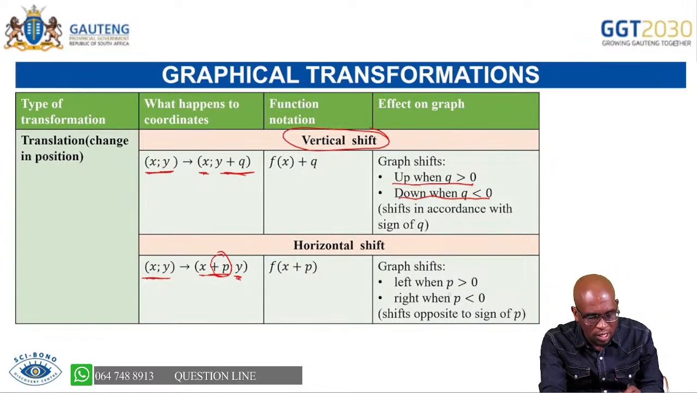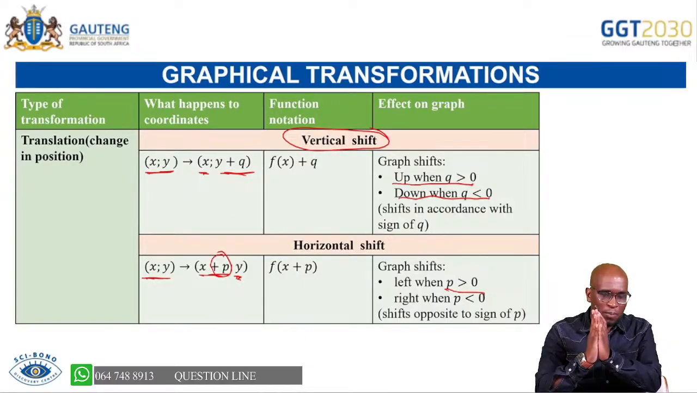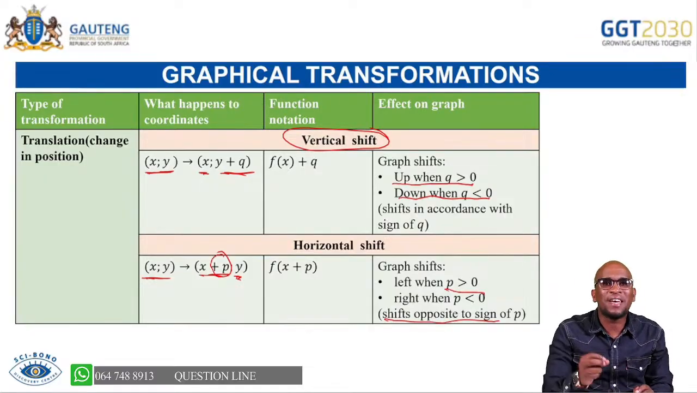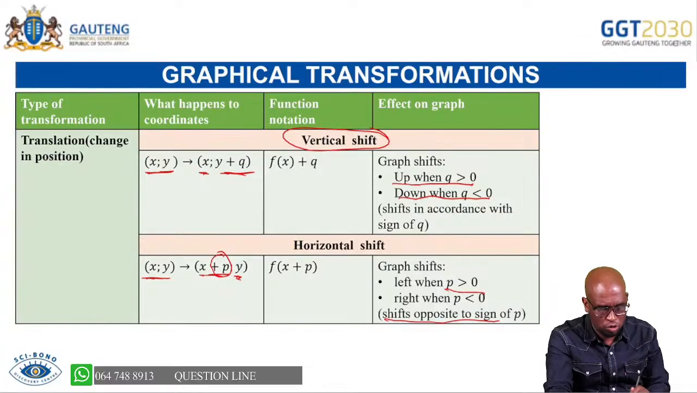And then from there we can see that if p is positive, the graph shifts to the left. If p is negative, the graph shifts to the right. So the graph is shifting opposite to the sign of the value of p. That is what we should note there.